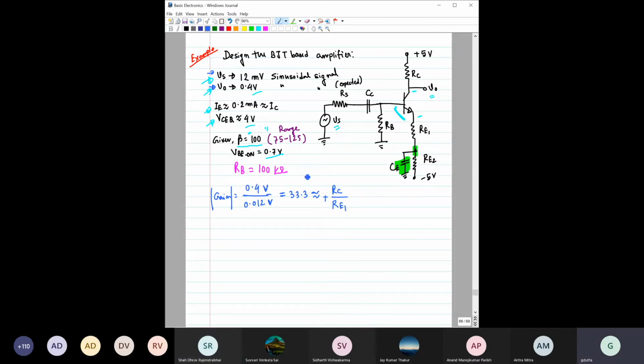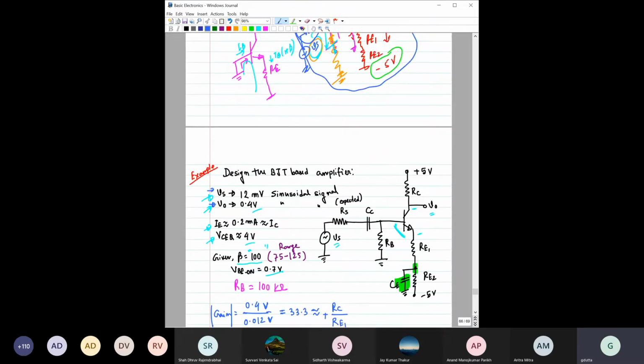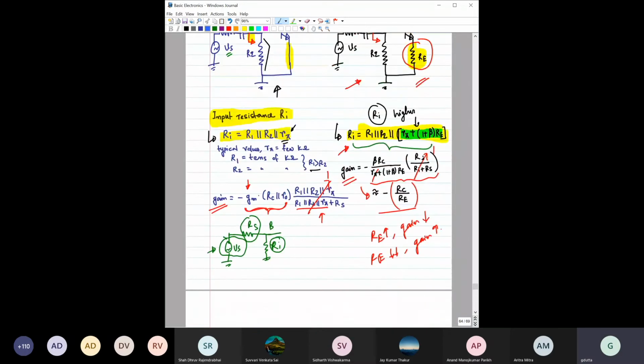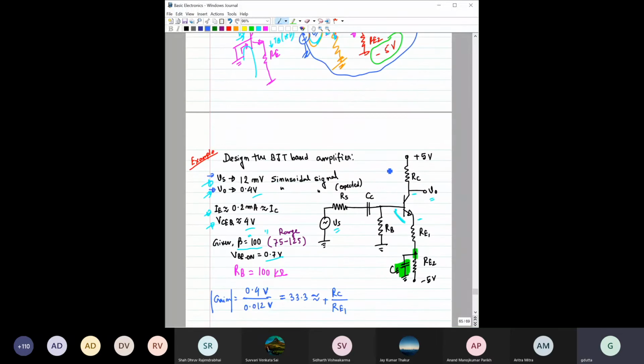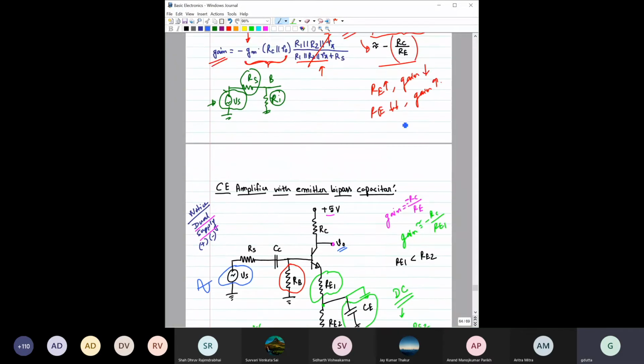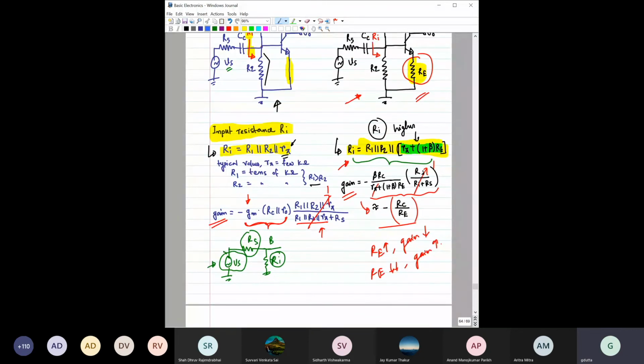So the gain is RC by RE1. Very good. Now here are a couple of things that you please note. Notice from the previous one, we have written the gains. This is the gain without any approximation, and this is with approximation. See, this one is obviously less than 1, right?